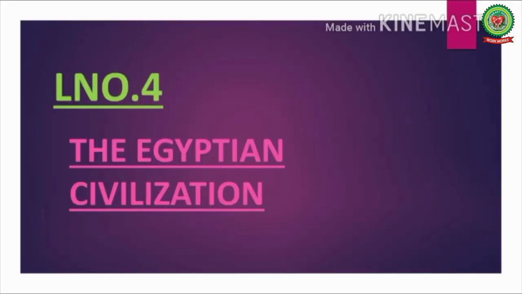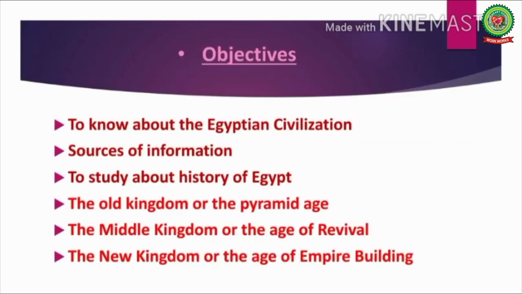As you know, we are doing chapter number 4, the Egyptian civilization. This is day 2 of this chapter. In the previous video, we discussed the sources of information to study the history of Egypt, and the 3 periods of Egyptian history. Number 1, the Old Kingdom or the Pyramid Age. Number 2, the Middle Kingdom or the Age of Revival. Number 3, the New Kingdom or the Age of Empire Building.